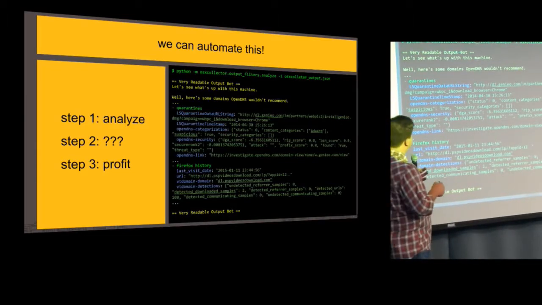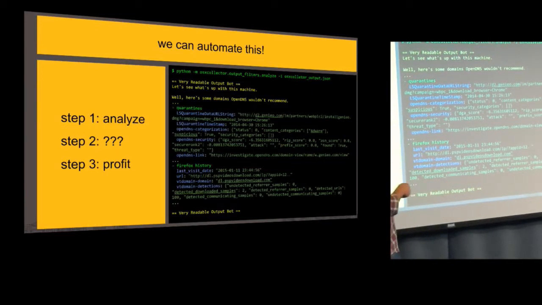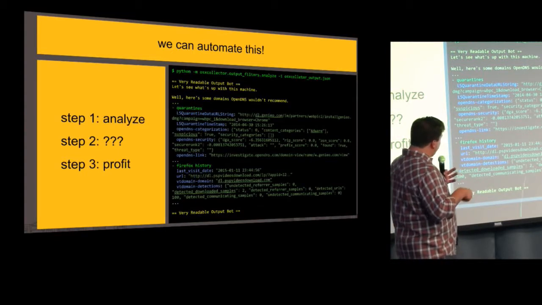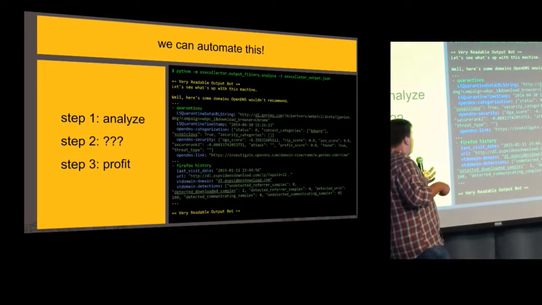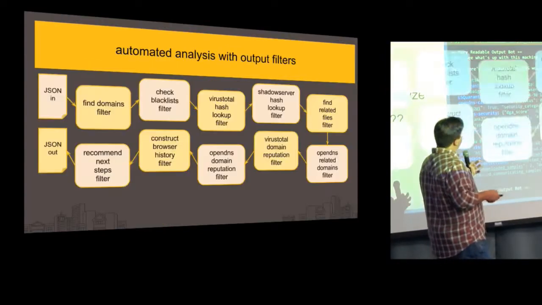So we have a grand analyze filter, though we have many filters that we'll talk about. And it just basically says, hey, this is very readable output. Here's some stuff we don't recommend you do. And this is just a brief output. But we actually have an analyze filter that can look at this whole output of data and say, this is the bad stuff. And we'll talk about how that works.